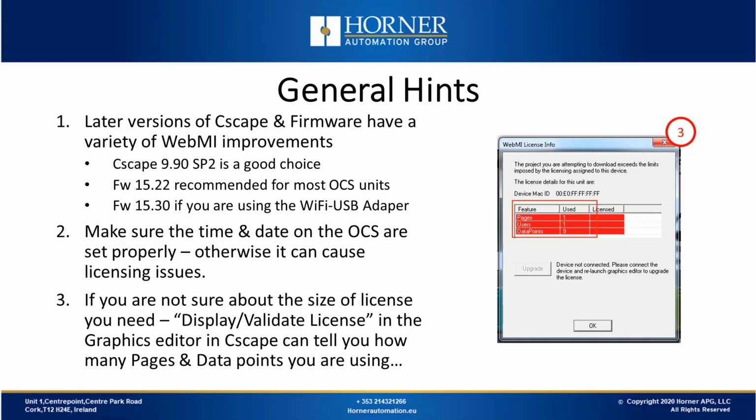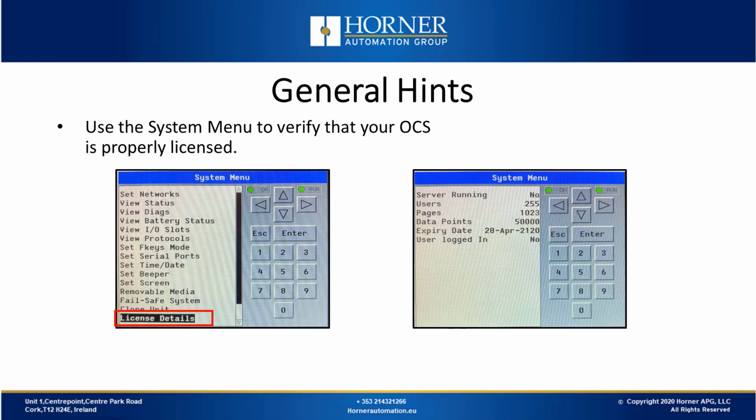At runtime, after you've licensed your OCS, you can go to the System menu and take a look under license details and tell if your licensing is active. You can also display/validate license in the graphics editor while you're connected online to an OCS to see how many data points and how many pages you've used. Don't let that expiry date confuse you. That's 100 years in the future. And if there happens to be a user logged in at the time, it'll show that as well.